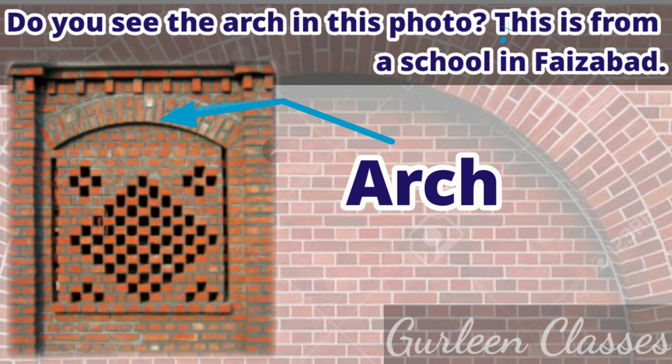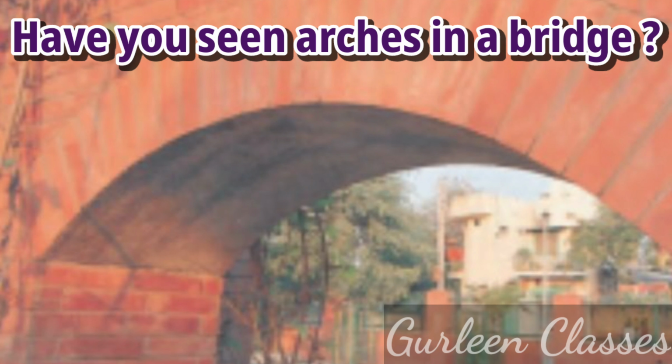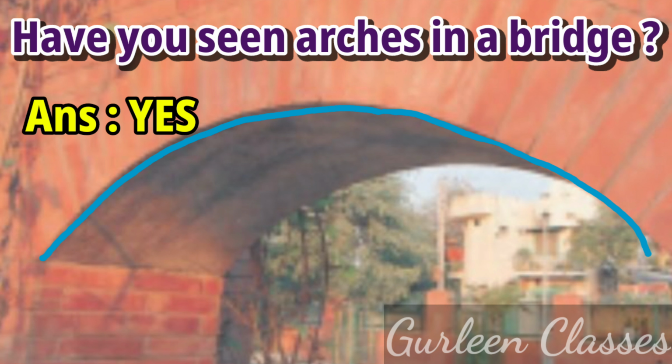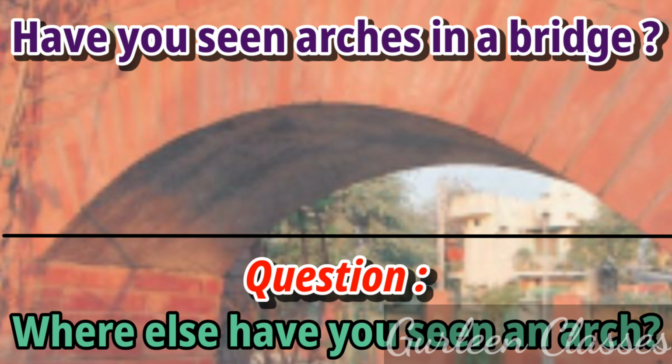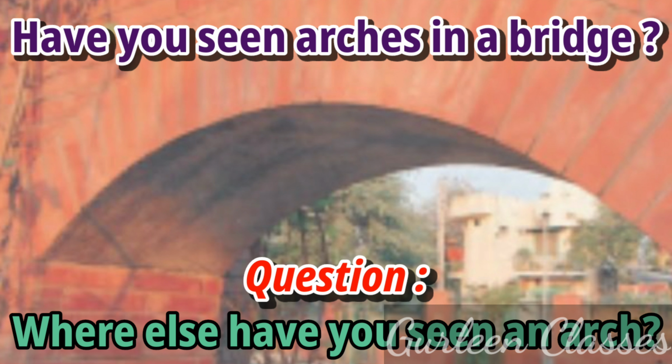Do you see the arc in this photo? This is from a school in Faizabad. So students, an arc is basically a curved structure. In this I have shown you an arc. This is a curved structure. Have you ever seen arcs in a bridge? Yes. So in this picture I have shown you an arc in a bridge. Students, I'll ask you one question. Where else have you seen an arc? We have seen arcs in a rainbow, bridge, tunnel, etc.